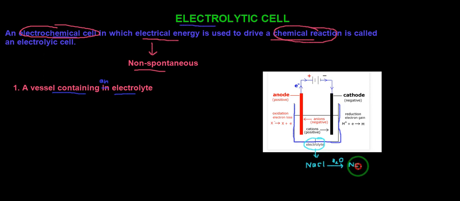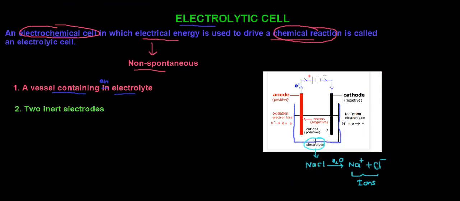positive ion and negative ion: sodium, the positive ion, and chloride, the negative ion. Now these ions are responsible for the conduction of electricity. So it means that sodium chloride is an electrolyte. So the first part is a vessel containing an electrolyte.